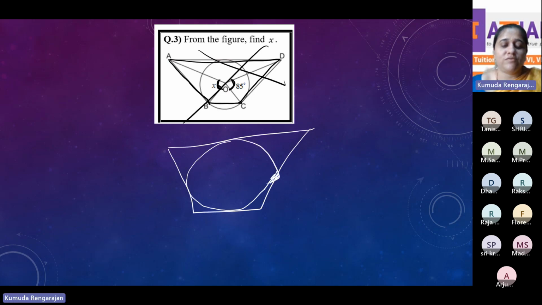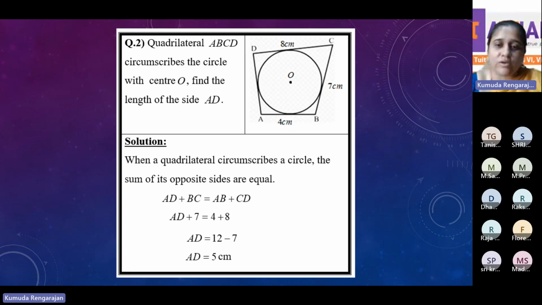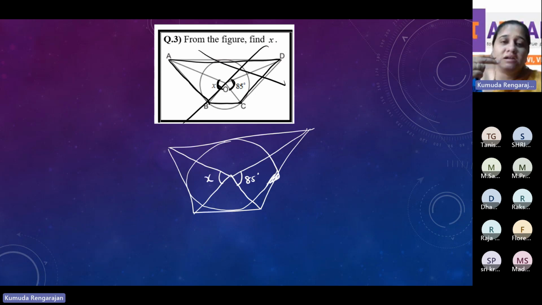Excuse me, it's not a perfect circle. Please excuse me. Yeah, the figure should be something like this, children. 85 degrees. How much is this? So again, like this one again. A circle inside a quadrilateral, touching all the 4 sides of the quadrilateral.